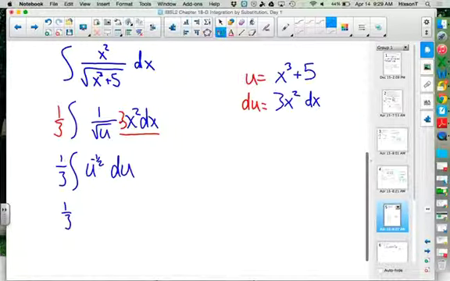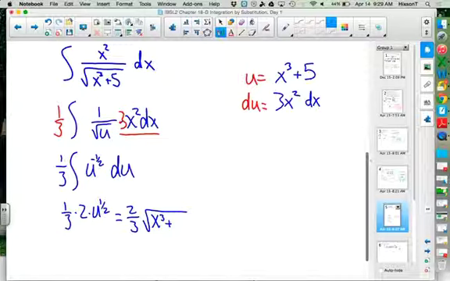In this case we have 1/3 times u to the positive 1/2 divided by 1/2, so times 2. Okay, now we can substitute back in u. So it would be 2/3 times x cubed plus 5 to the 1/2, or the square root of x cubed plus 5. And then don't forget the plus c.